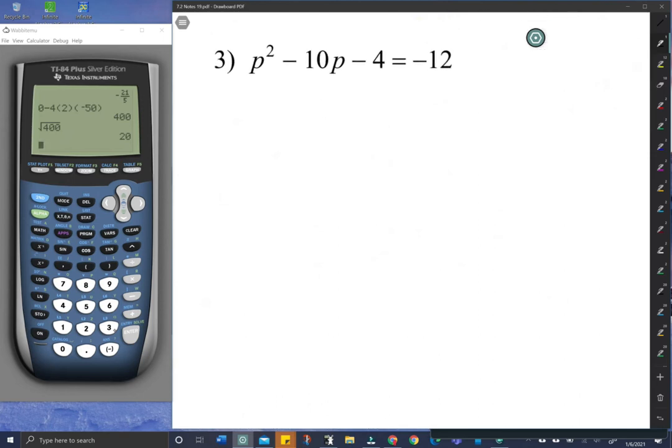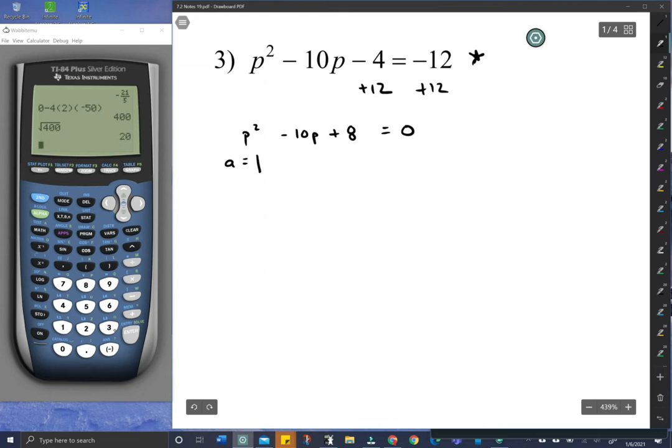So first step, hopefully you are thinking to yourself, we got to set it equal to 0. So we're going to add 12 to both sides. So we got p squared minus 10p plus 8 equals 0. A, B, and C. A is 1. Okay, imaginary 1 there. B is negative 10. And C is 8. And then plug it all in.